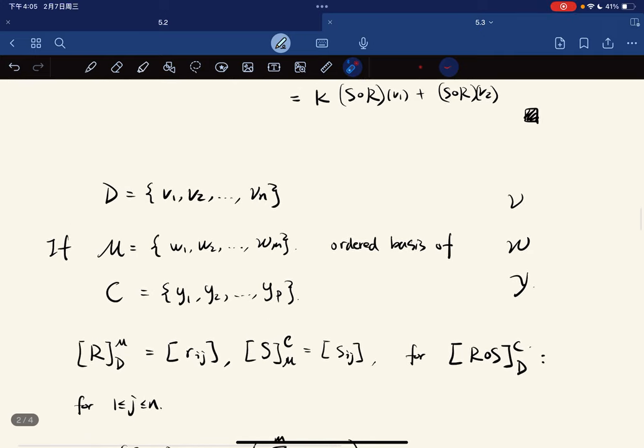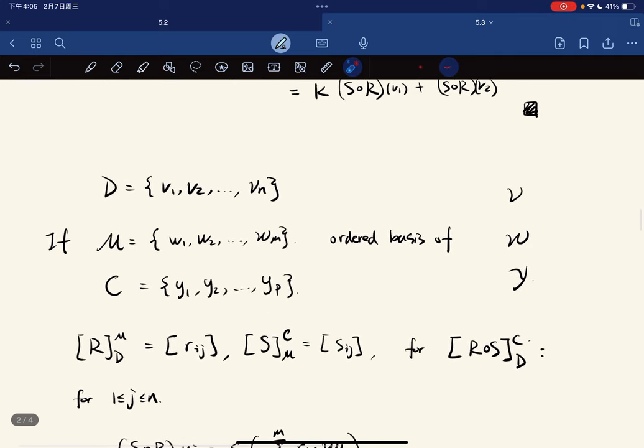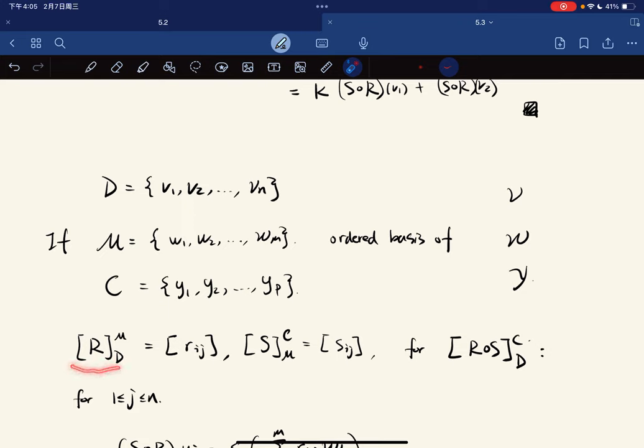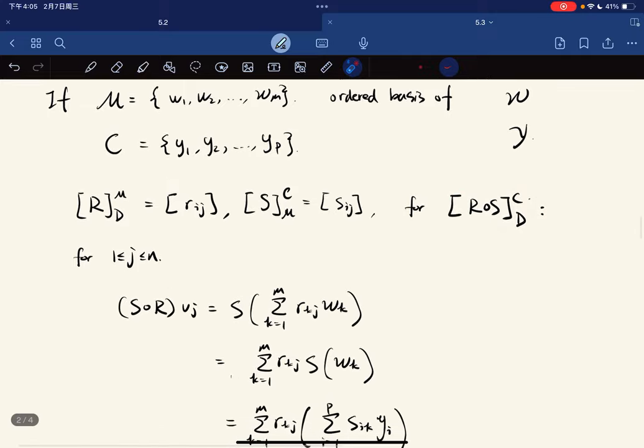Now, if we choose ordered bases of three different vector spaces, what is the matrix of their composition? We have the matrix of R and the matrix of S. What about the matrix of their composition?